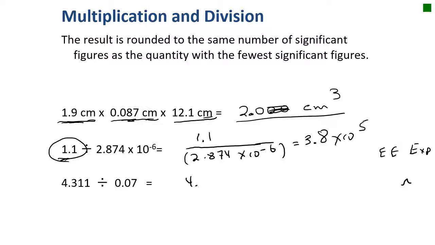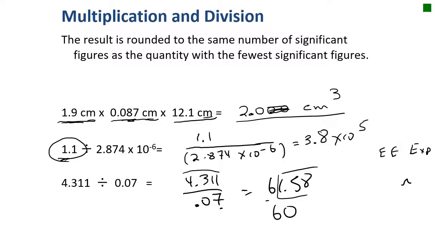If I take 4.311 and I divide by 0.07 and I look at my sig figs, this one has 4. This as a decimal, I go to the first non-zero digit, so it's got 1, and I'm going to get an answer here of 61.58, rounded to 1 sig fig, meaning I have to drop all of this, is going to be 60. Don't lose the placeholder on that one.